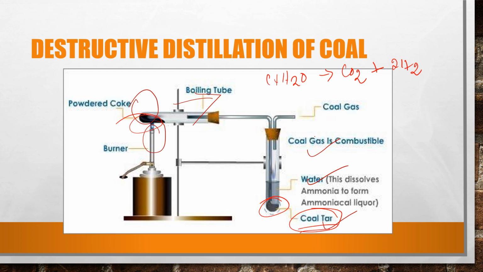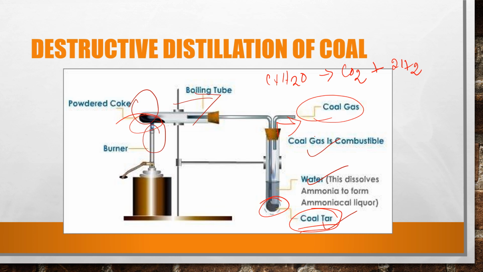What is coal gas? From this tube, the gas which is emitted out is coal gas. It is combustible in nature, and it is a mixture of hydrogen, methane, carbon monoxide, and other gases. It was earlier used as a domestic lighting fuel before natural gas came into use, and it is presently used as a fuel in some industries located near the coal processing plants.